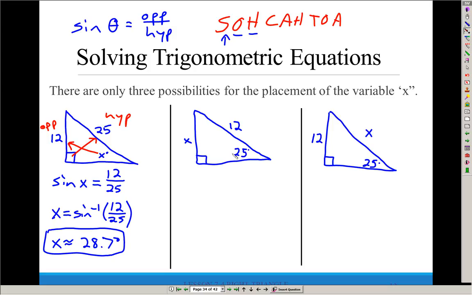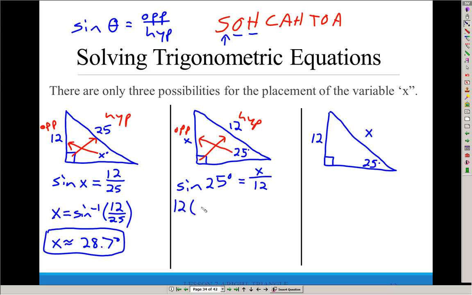On this one, across from the angle is opposite. Across from the right angle is hypotenuse. So I'm still using sine. Sine of theta equals opposite over hypotenuse. Theta this time is 25 degrees. Opposite is x. Hypotenuse is 12. This time x is the numerator. This is x divided by 12. And just like in any equation, when x is divided by a number, you multiply both sides by that number.